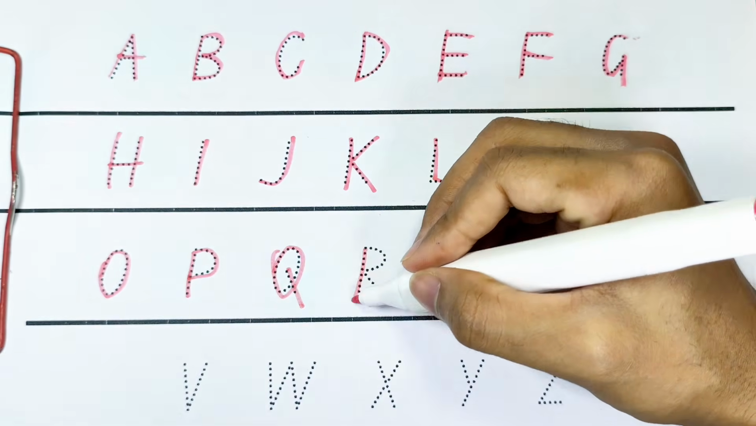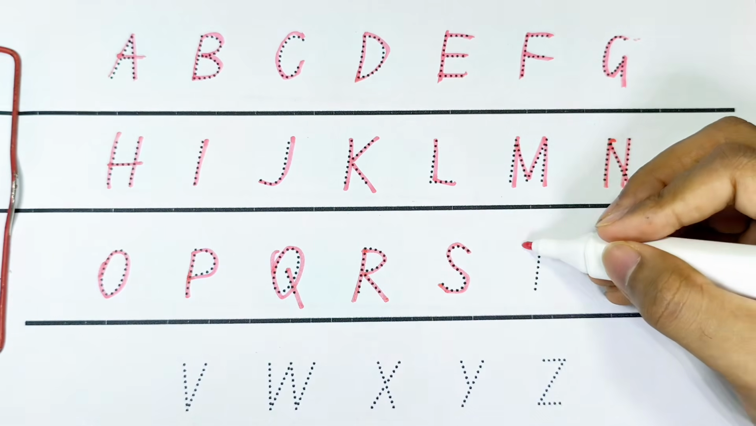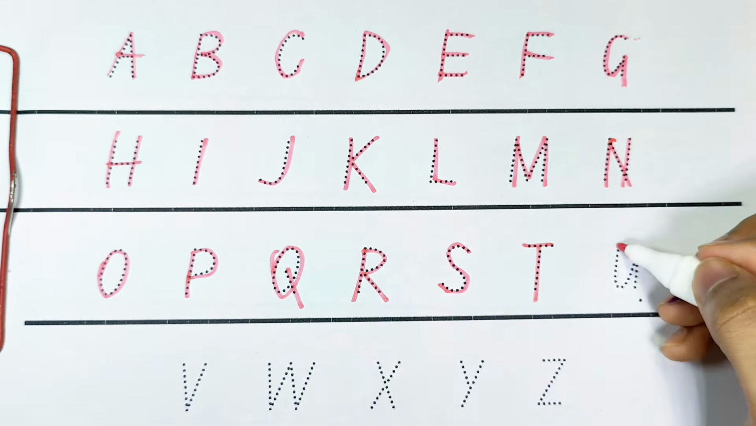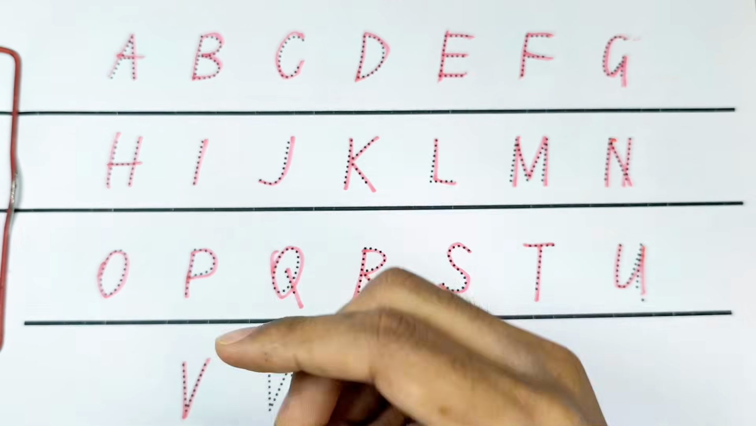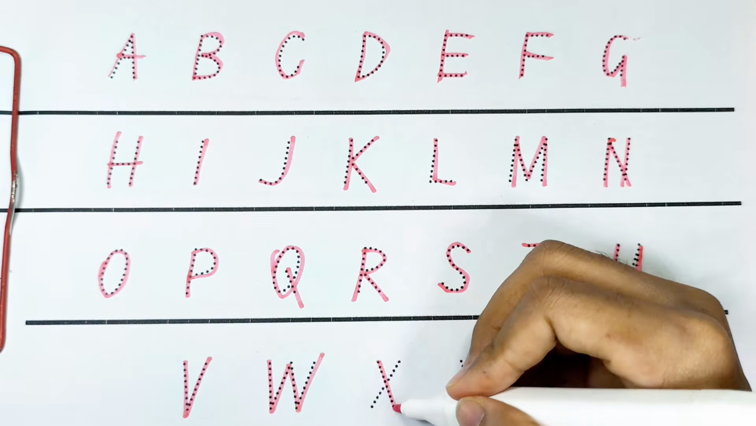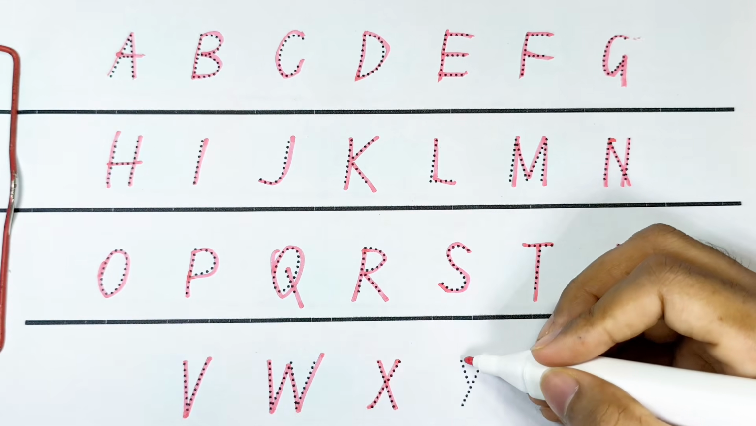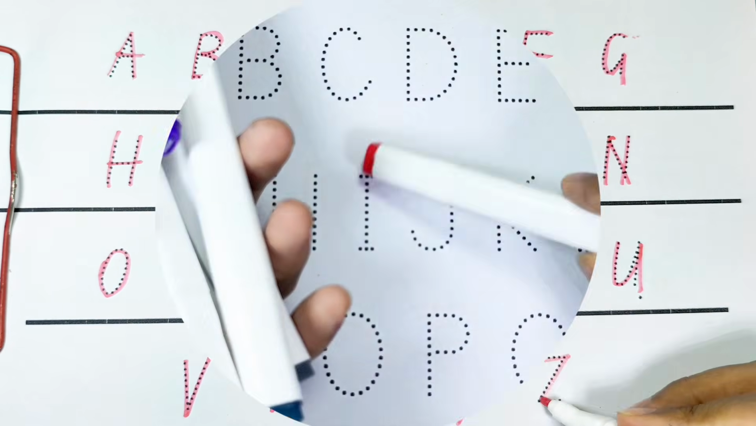Q. Q for queen. R. R for rose, R for rice. S for snake. T for tiger. The next one is U. U for umbrella. V for van. The next one is W. W for wolf. X for Xmas tree. Yes, Y. And the last one is Z.